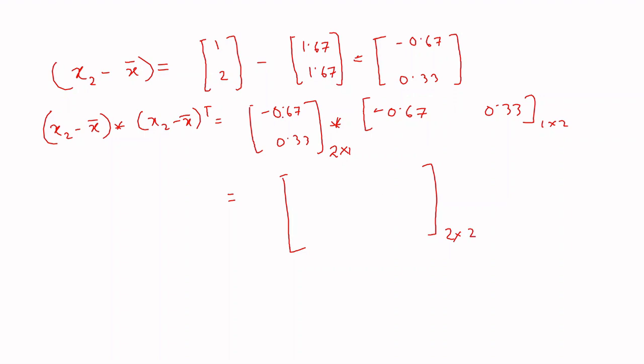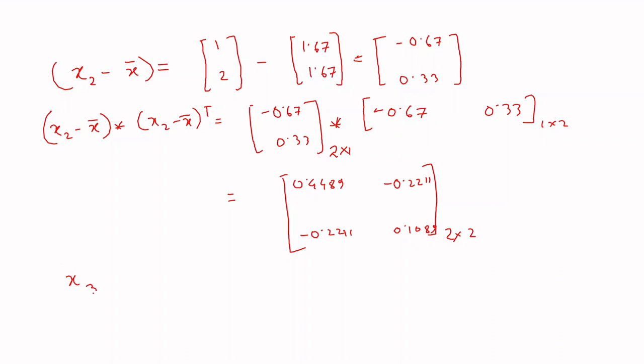How to do the individual multiplication, I have shown in the previous step only. So I will directly put the final values here: 0.4489, minus 0.2211, then minus 0.2211 and 0.1089.